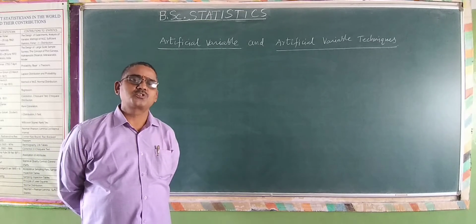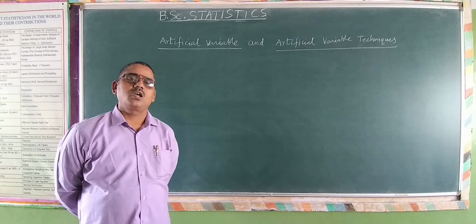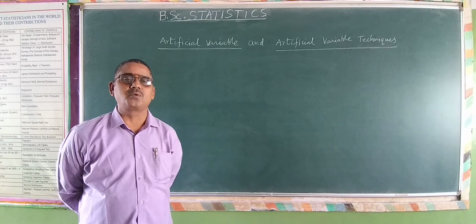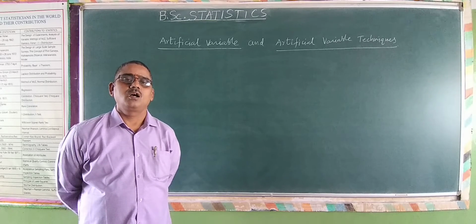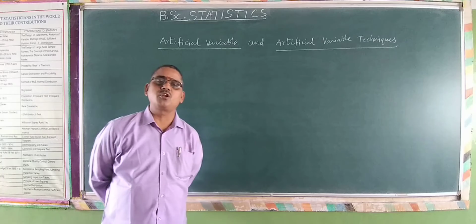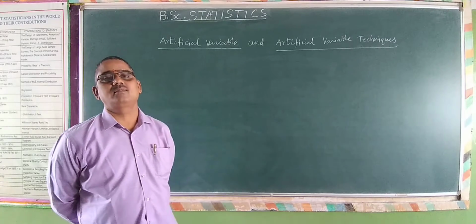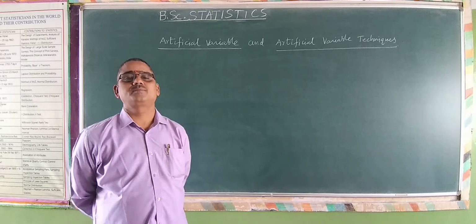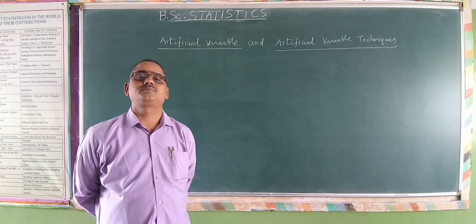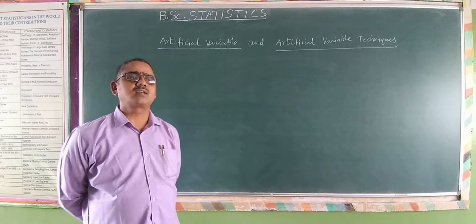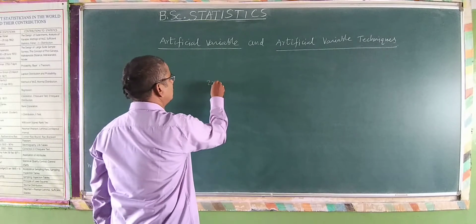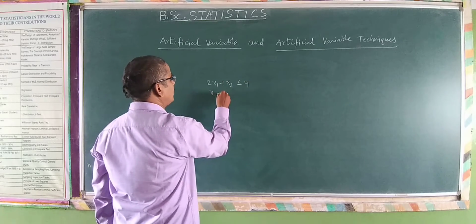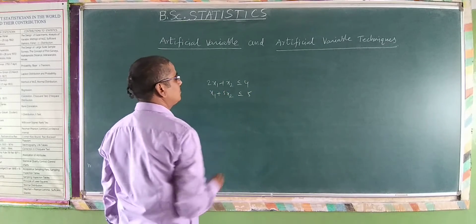Usually, if any constraint is less than or equal to, then the initial basic feasible solution is readily available. That is what we have observed in the problems of the simplex method. For example, 2x1 plus x2 is less than or equal to 4, and x1 plus 5x2 is less than or equal to 5.